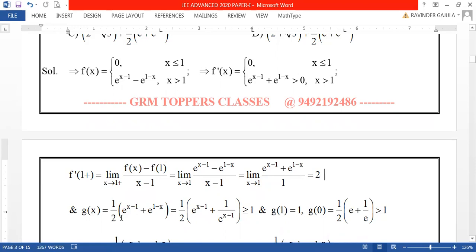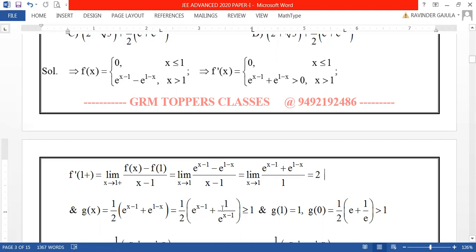Let us go for g of x. G of x is given as e power x minus 1 plus e power 1 minus x. So e power 1 minus x, on the denominator, is 1 by e power x minus 1. But e power x minus 1 is a positive value. So this is like x plus 1 by x form, where x is positive. E power x minus 1 is one positive value, and 1 by e power x minus 1 is the reciprocal of that.